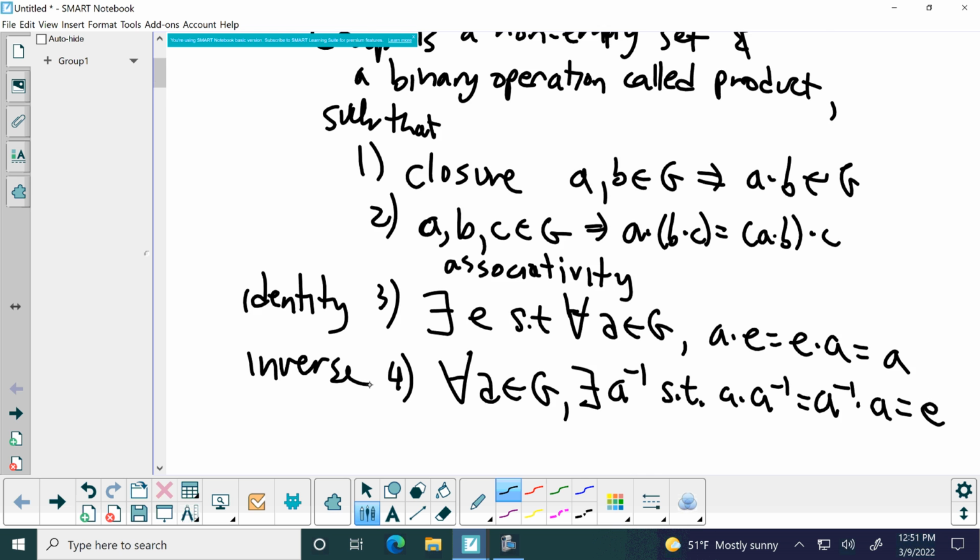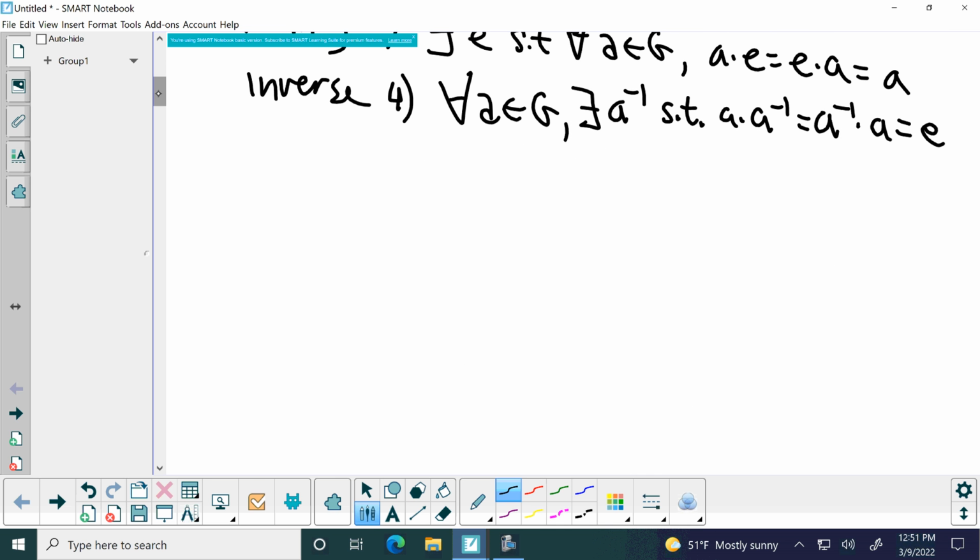Pundit, give me an example of a group. Real numbers under addition. Okay, let's take a look. So we're going to look at the example of real numbers under addition. A group is not just a set. If I say, give me an example of a group, you can't just say the set of real numbers. You have to say the set of real numbers under something, under addition.